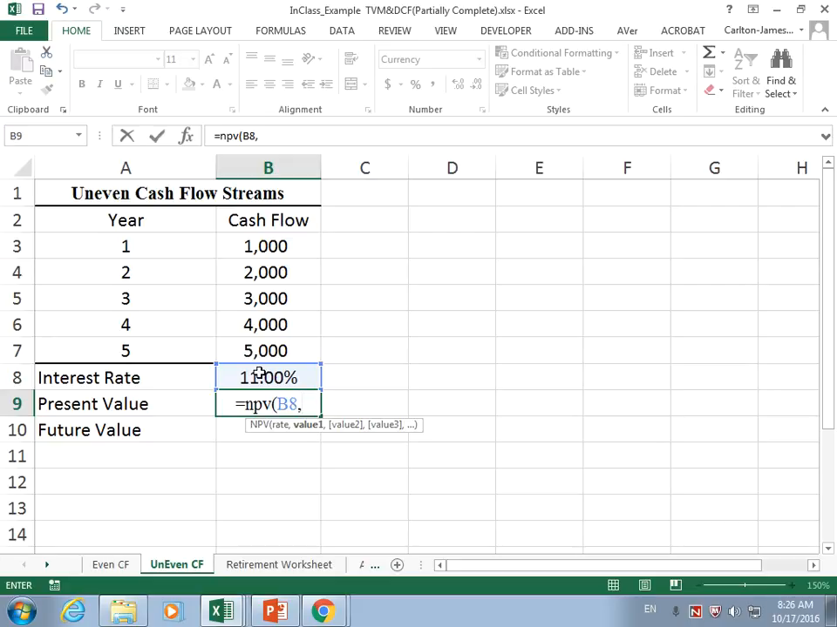So if your first cash flow happens at time 0, you actually have to ignore that one and just use the second cash flow here and then add in the first cash flow outside the NPV function. Okay? Outside.